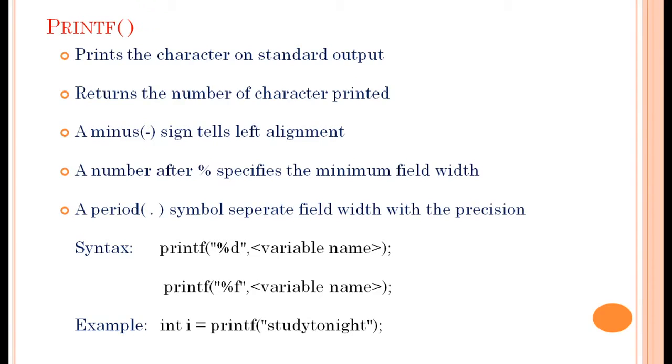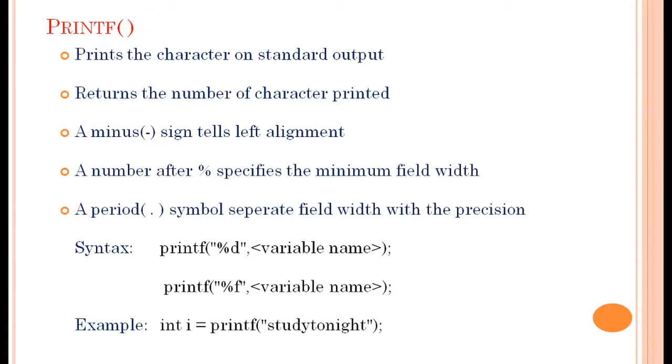The %d format specifier is implemented for representing integer values. This is used with the printf function for printing the integer values stored in the variable. As the first syntax says, printf %d, and after the %d there should be a variable name.